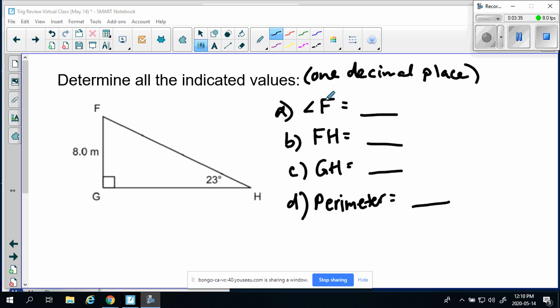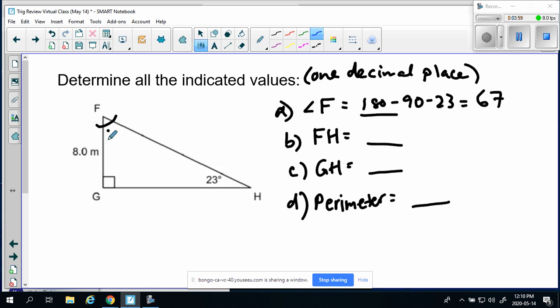So to find angle F, we're actually asked to determine all of these things. We're actually asked to solve the triangle here because finding everything means solving the triangle. So angle F is 180 minus 90 minus 23 because all the angles in a triangle have to add up to 180. So don't overcomplicate it. This one is 67. So we have this one, 67 degrees.